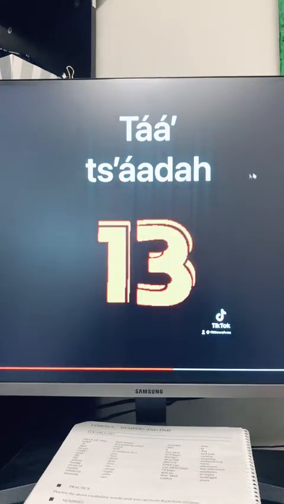Ta tsada. So if you know your numbers 1 through 9, the teens are going to be pretty easy because you just add tsada to the end. Ta tsada. Thirteen.